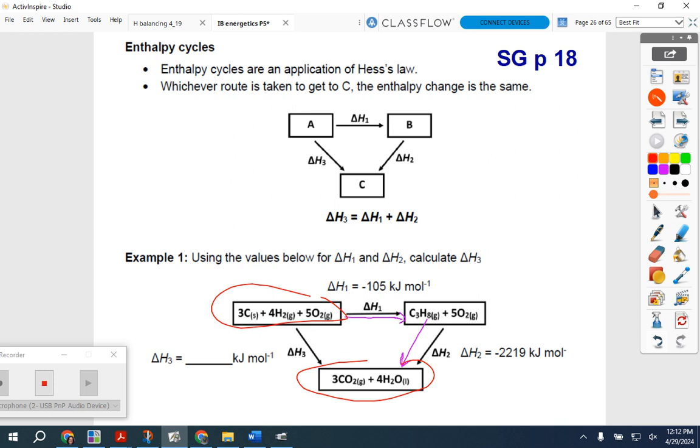Okay? So if we are traveling in the same direction as the arrow in our enthalpy cycle, in our little triangle here, then it is going to be a positive. It's not necessarily going to be a positive number, but it's going to be that delta H. If we're traveling in the reverse direction, then we have to reverse the sign. So if we're traveling in the reverse direction from the reaction that we know the enthalpy of, it's just a matter of flipping the sign. And here's how that's going to work out.